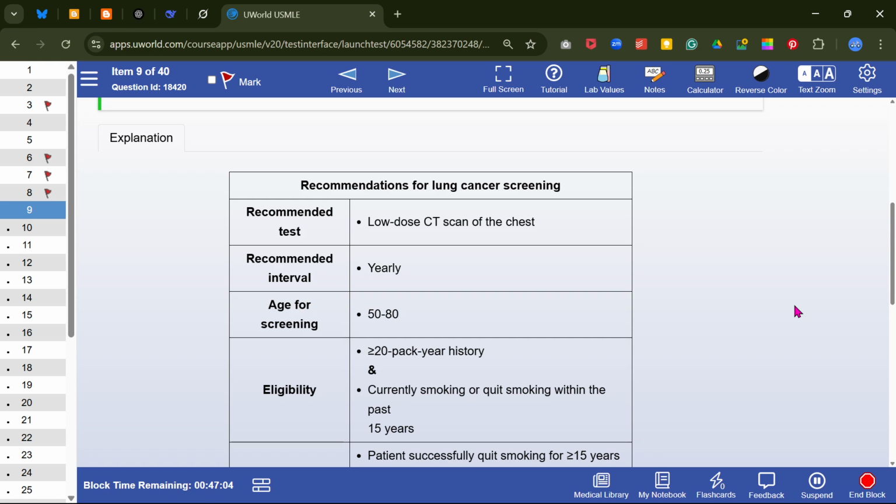The age of screening is 50 to 80. So lots of time they have to do this screening, if we do it properly, yearly. Eligibility is more than 20 pack years of history and currently smoking or quit smoking within the past 15 years.